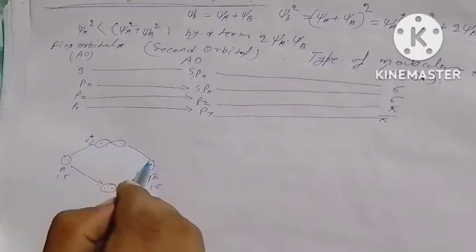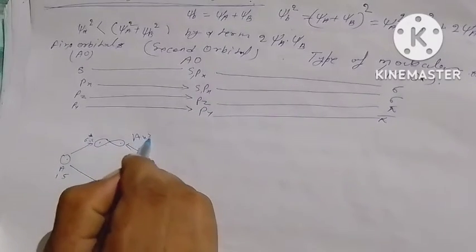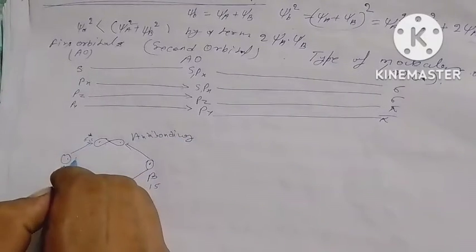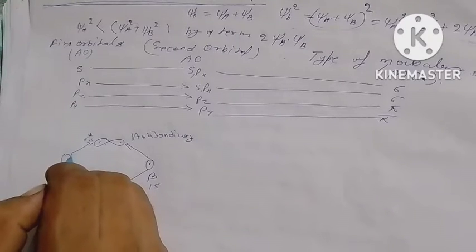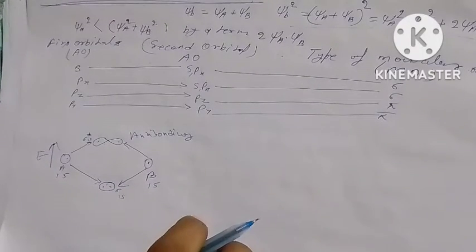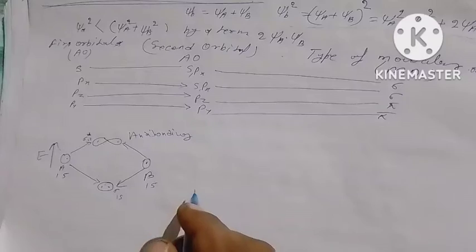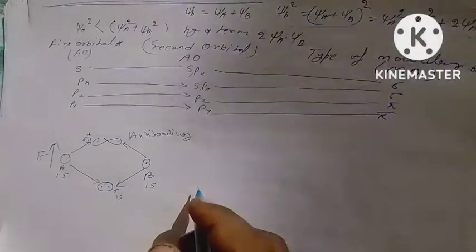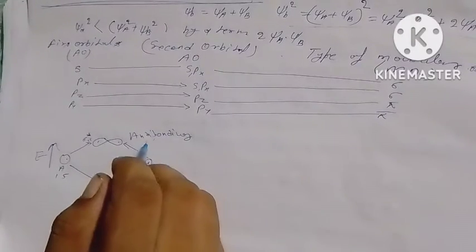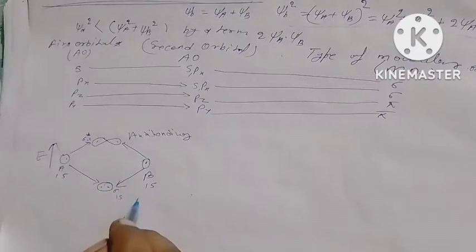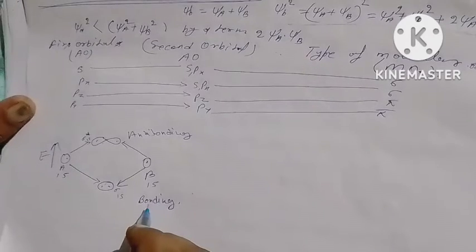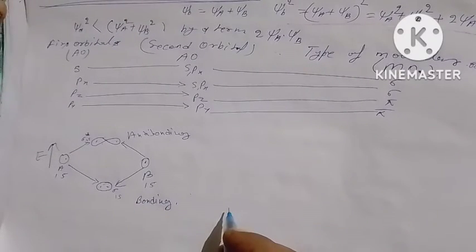This is the 1s sigma bond formed. And this is energy, E. This is anti-bonding and this is bonding. And the energy-distance graph.